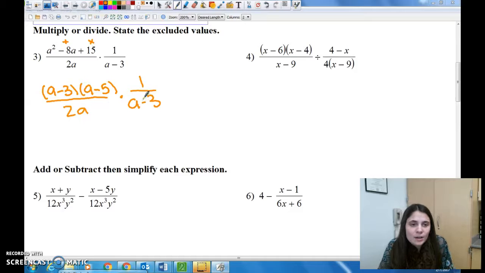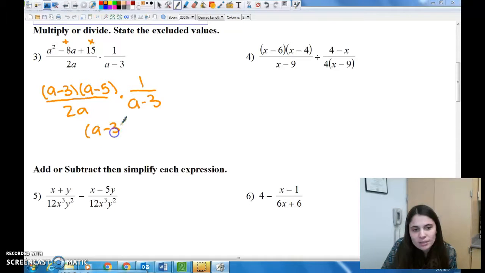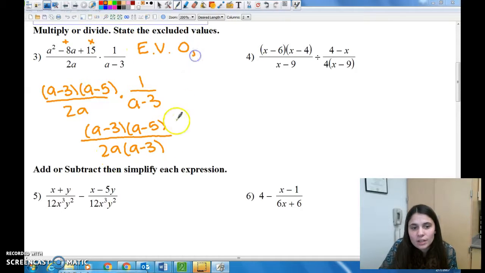So with multiplying, I don't need a common denominator. I can just multiply right across the top. So on the top, I have a minus 3 times a minus 5 times 1, which doesn't change the value. And then on the bottom, I have 2a times a minus 3. So this 2a, if I plug a 0 in for a right here, that would give me 0 in the denominator, which I don't want. So one of my excluded values is 0. And then with my a minus 3, if I plug a 3 in for a, 3 minus 3 is 0, which I don't want. So those are my two excluded values. And then my a minus 3's cancel, and I'm just left with a minus 5 over 2a.